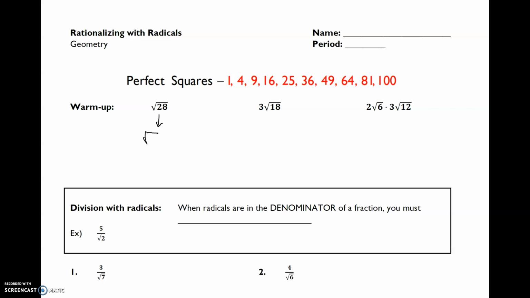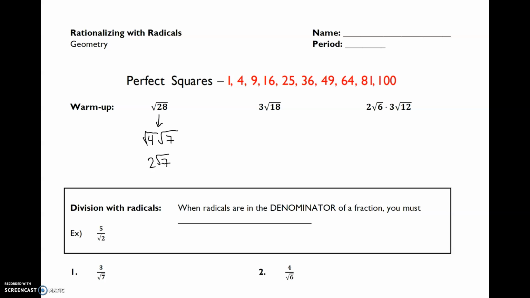28, the largest perfect square that divides 28 is 4, and the square root of 4 is 2. So square root of 28 simplifies to 2 square root of 7.